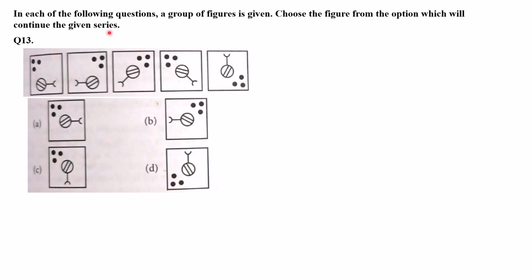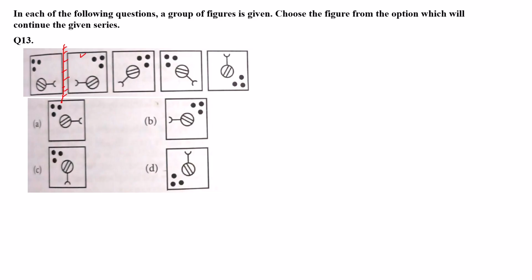Now question 13. In each of the following questions, a group of figures is given. Choose the figure from the options which will continue the given series. So see, this is the series given. Now which figure will come next, that you have to choose from these four options. Okay. So let's see the first two figures. What will happen if I place a mirror over here?